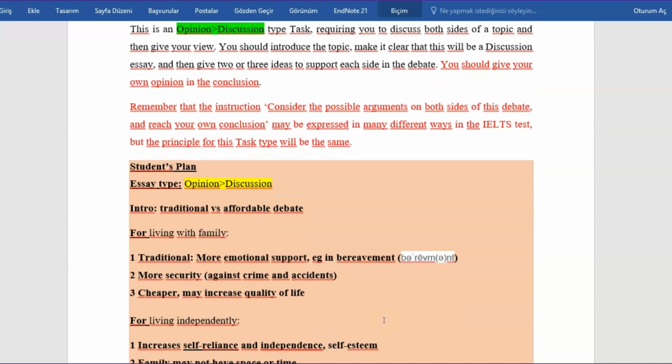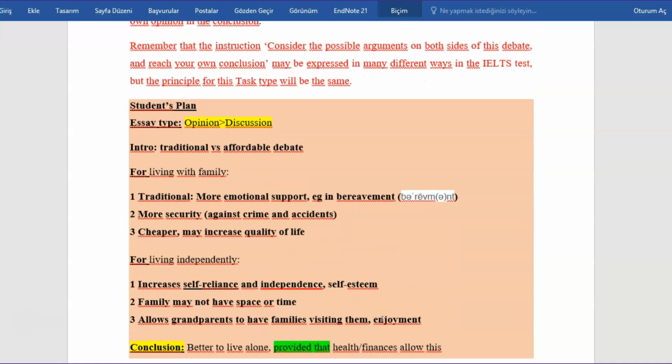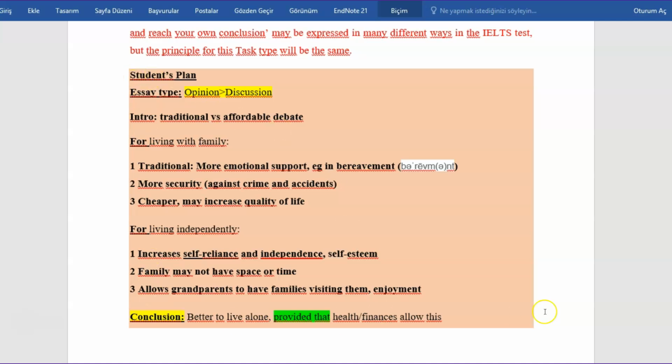How should our plan for our writing task 2 essay look? Here we see this. Pay attention that in your real exam, you have less than 5 minutes to prepare this, okay? We explained essay planning in our previous videos. You can watch it, okay? As we said, our essay type is an opinion type essay, specifically a discussion type task.